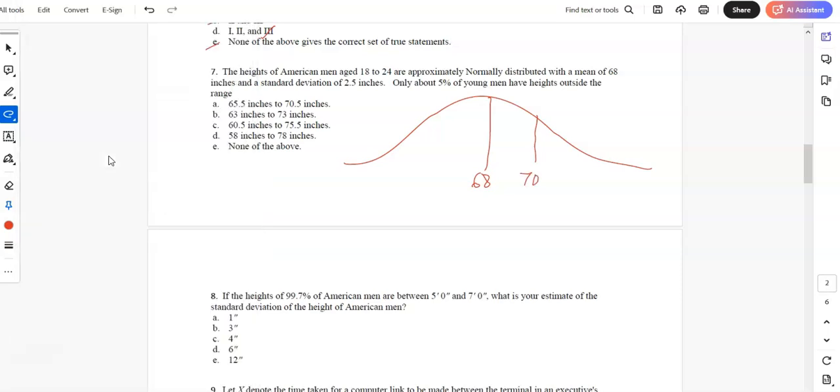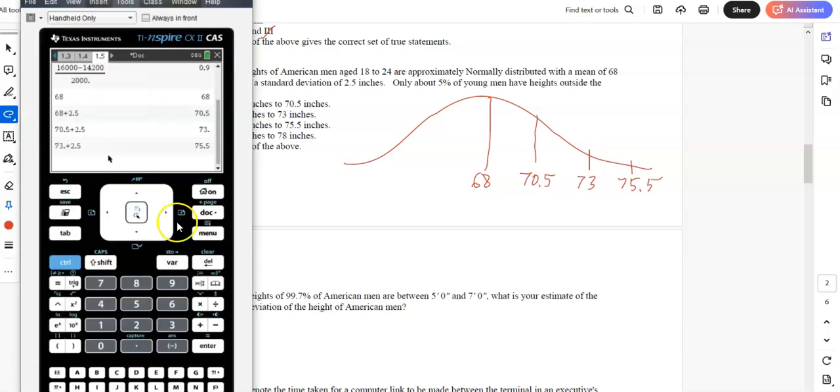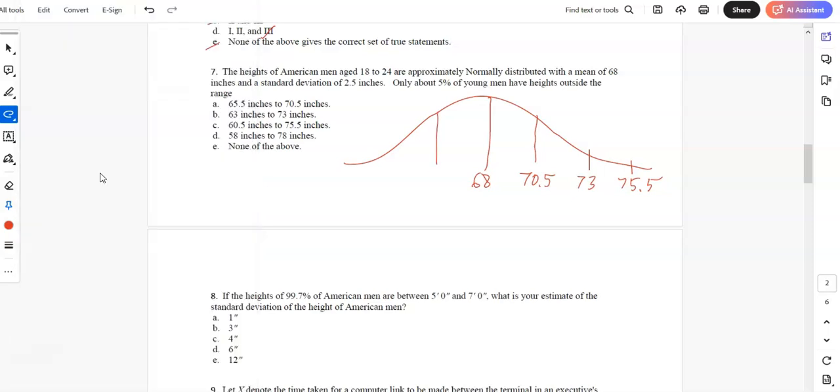70.5, 73, and 75.5, I believe. And again, if you're having trouble with decimals, it's just not easy. 68, subtract 2.5 3 times. So 65.5, 63, and 60.5.